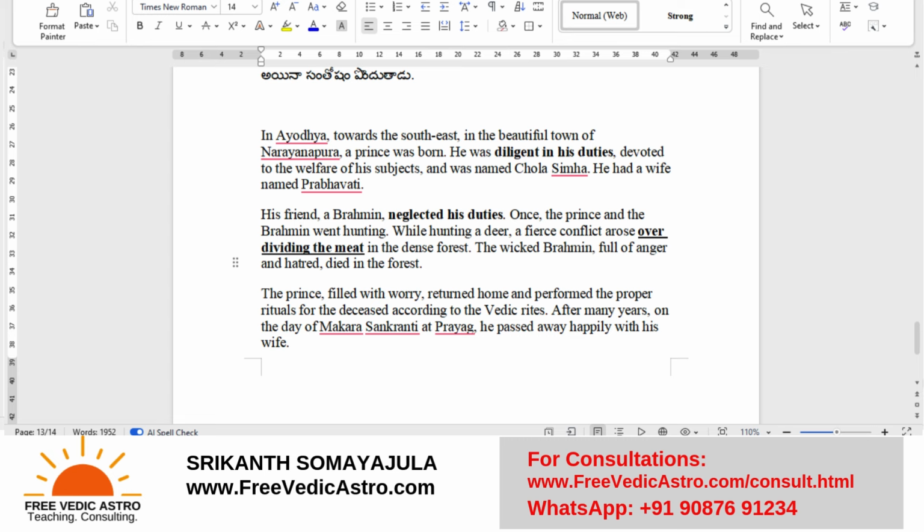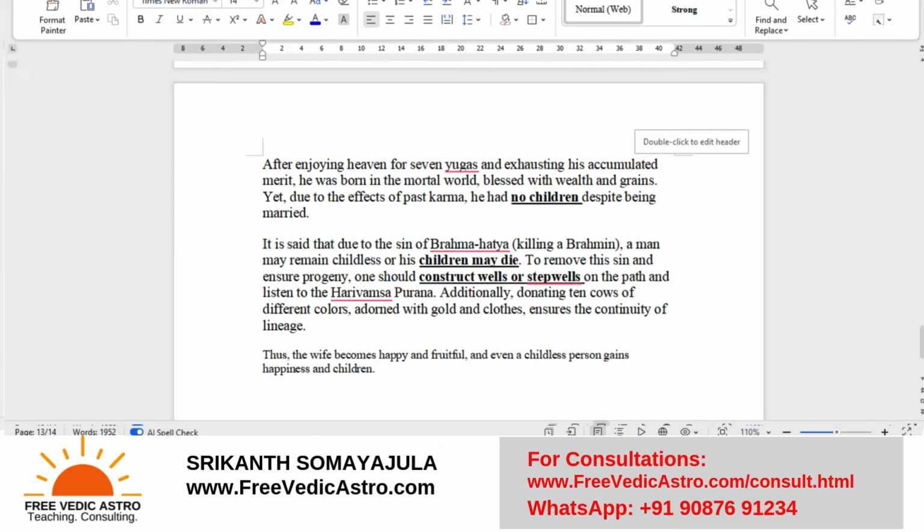So they were trying to share the meat between these two people, and that's when a fight came up, and the Raja, out of anger, killed the Brahmin. Now the Raja goes back home and thinks, oh, I have killed a Brahmin. I've done a big sin. Let me do remedies for it. He does the remedies for the Brahmahatya Pataka, that means the curse that comes out of killing a Brahmin.